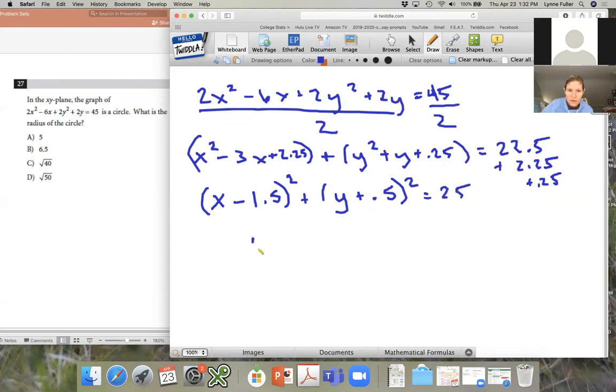So the center of your circle is going to be 1.5 comma negative 0.5, and my radius is going to be 5. So radius is 5. So that's a tougher concept there, completing the square.